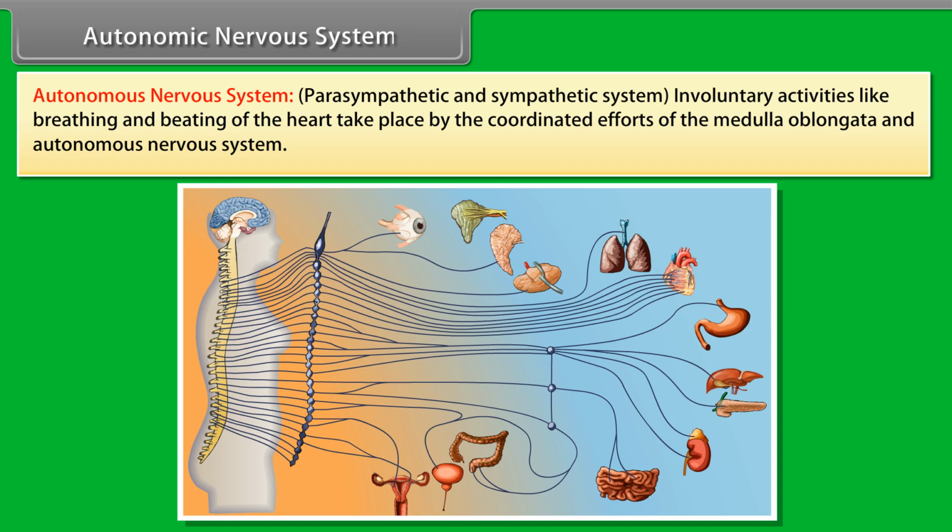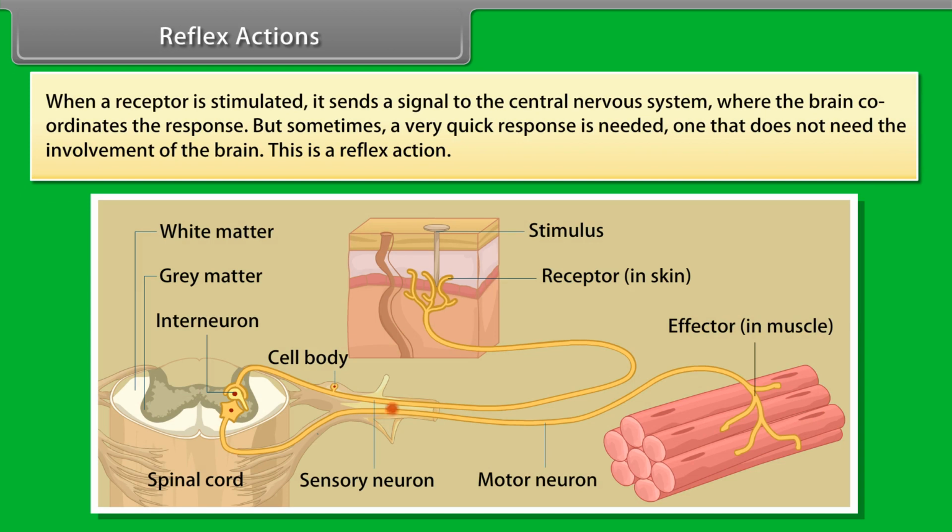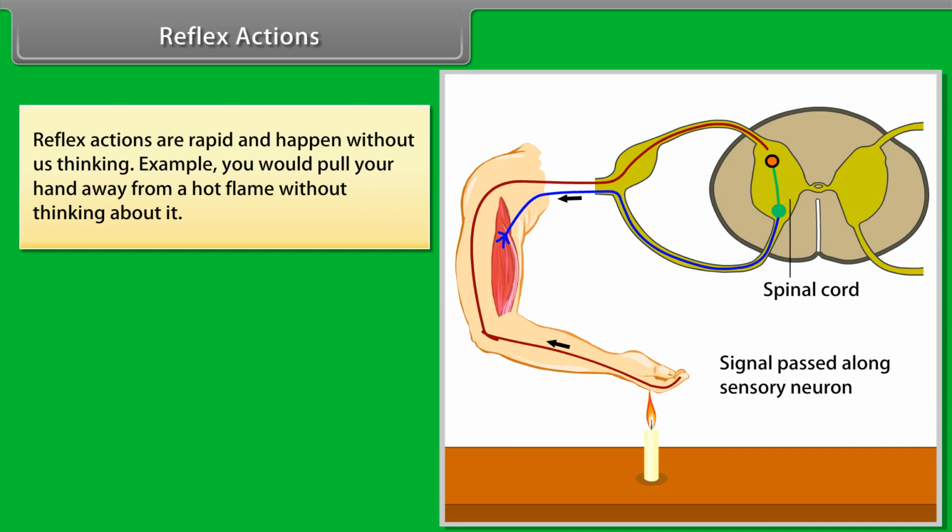Autonomic nervous system. Parasympathetic and sympathetic system. Involuntary activities like breathing and beating of the heart take place by the coordinated efforts of the medulla oblongata and the autonomic nervous system. Reflex actions. When a receptor is stimulated, it sends a signal to the central nervous system where the brain coordinates the response. But sometimes a very quick response is needed, one that does not need the involvement of the brain. This is a reflex action. Reflex actions are rapid and happen without us thinking.